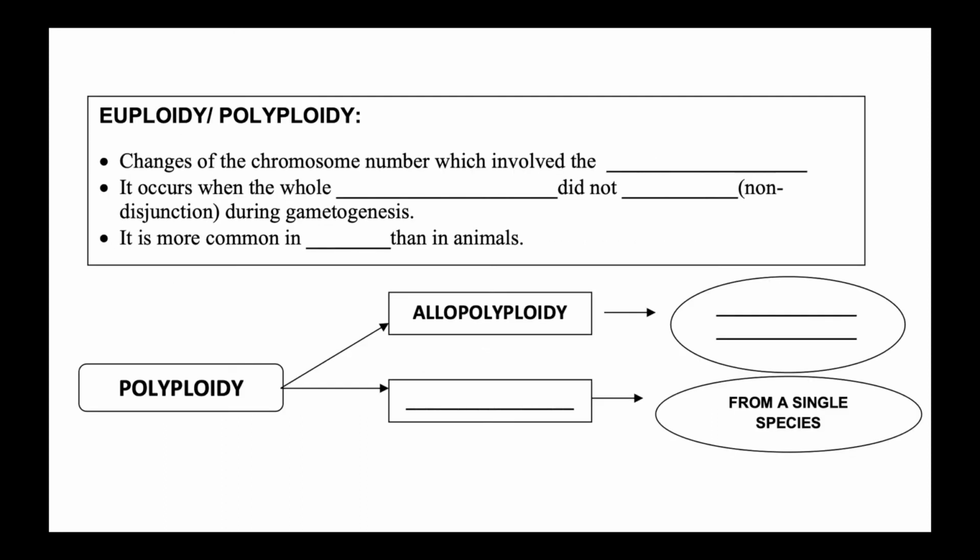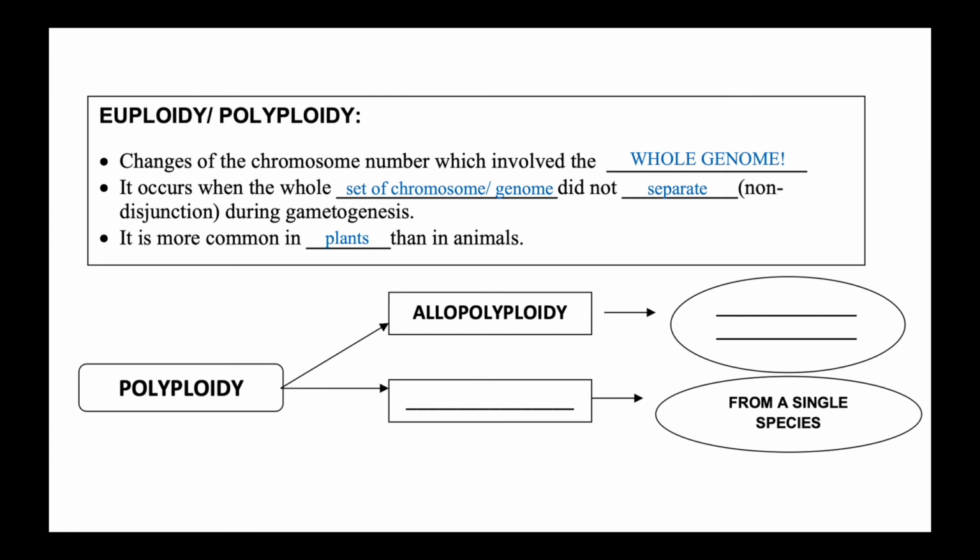Now let's fill up your module. Polyploidy refers to the change of the chromosome number which involves the whole genome or the whole set of chromosomes. It occurs when the whole set of chromosomes or the whole genome did not separate during gametogenesis. Polyploidy is more common in plants than in animals.